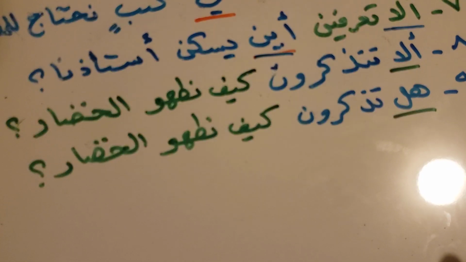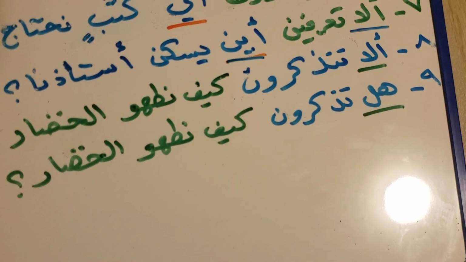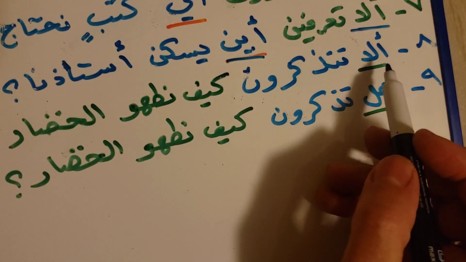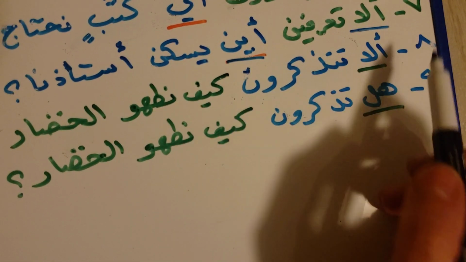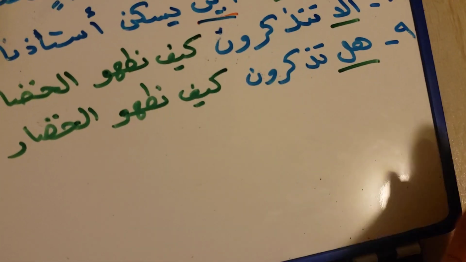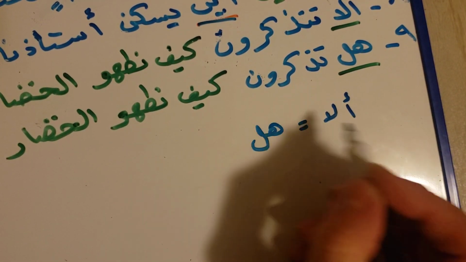It's a direct question. Why? Because I'm using a question word. A negative question word. ألا. Don't you remember? Which we said that it could be the equivalent of ألا could mean هل.